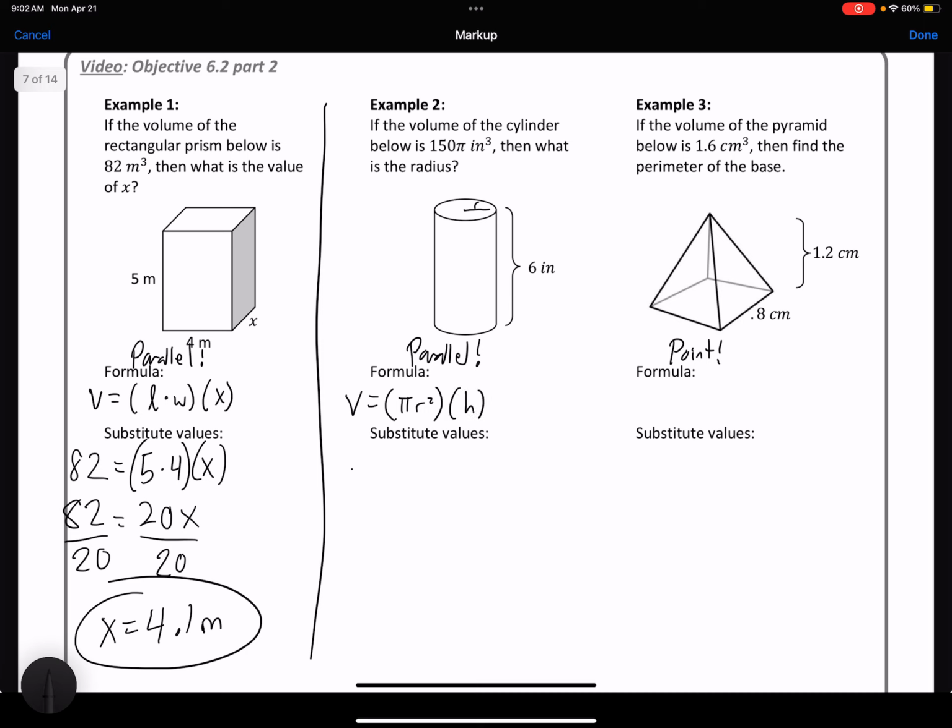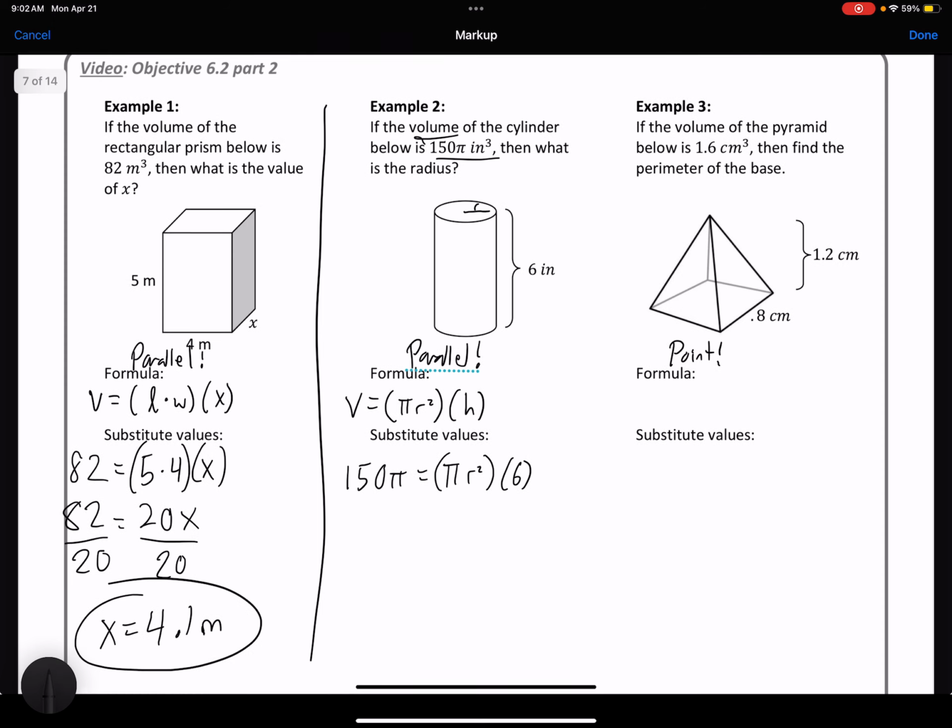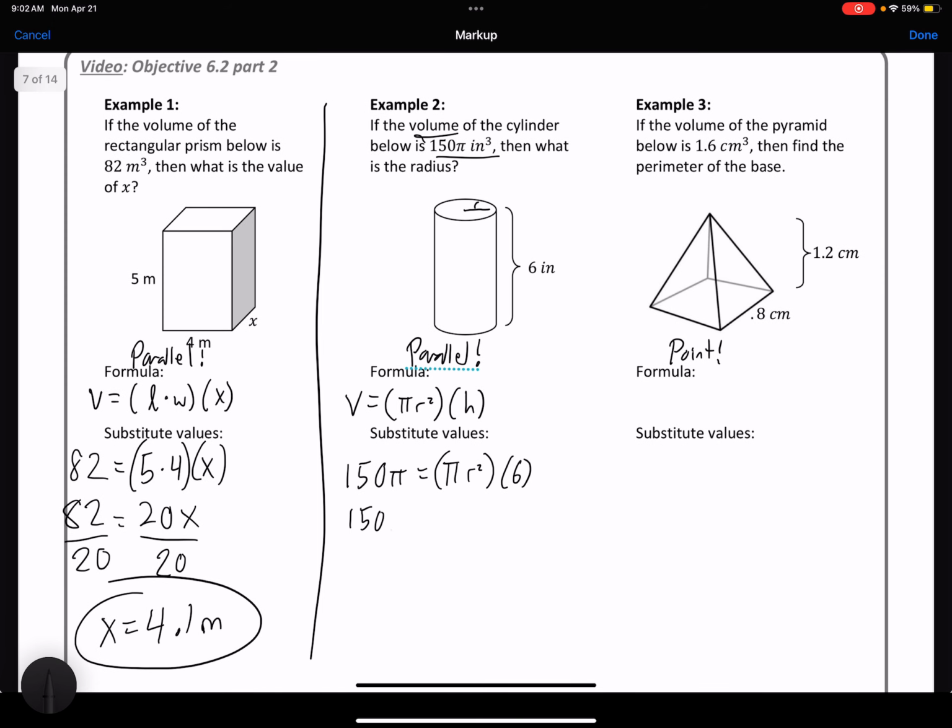And let's plug in the values we know. They say the volume is 150 pi, so v is 150 pi, and that equals pi r squared times h, which is 6. We will now start solving this equation. I'll simplify this all down. 150 pi equals 6 pi r squared. I put the 6 in front. That's the standard, to put it in front of the pi.